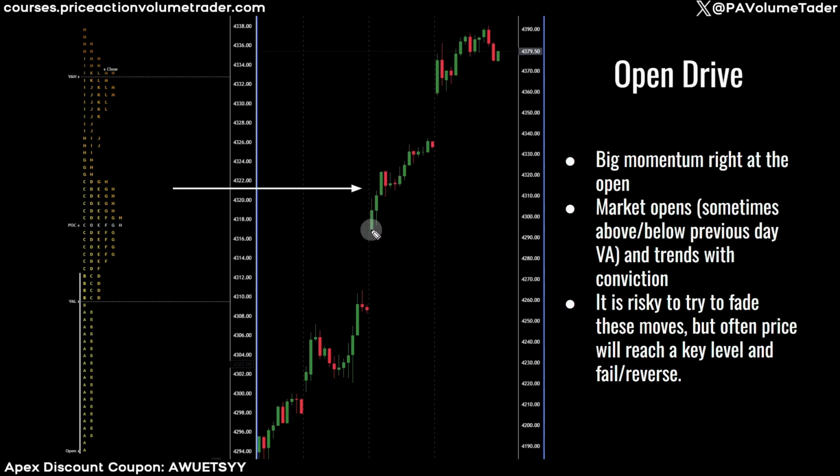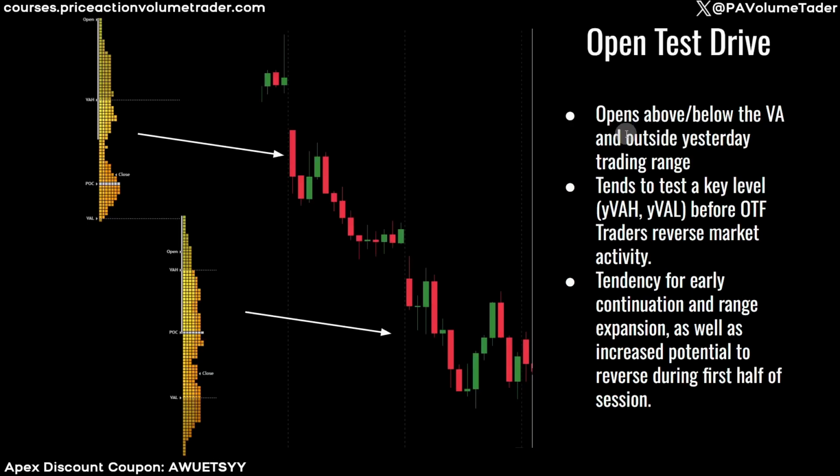It doesn't mean it's going to be every day opening at the low, closing at the highs. Sometimes price will reach some kind of significant level, and then it could fail or reverse and close back around the valley area, etc. Okay, so those are the open drive days. These are the highest conviction days.